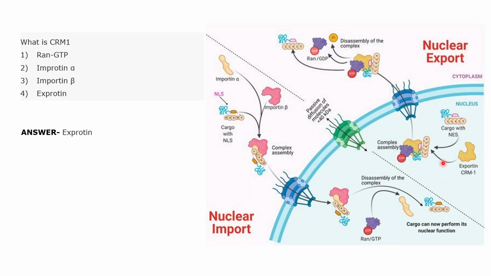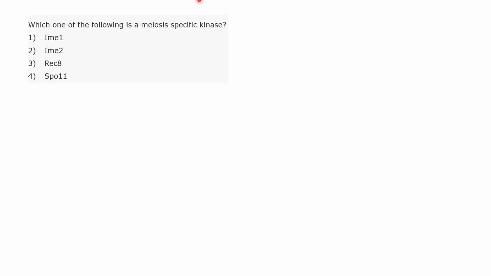Okay, so I hope it is clear. I will just move on to the next question then. Which one of the following is a meiosis specific kinase? IME1, IME2, RUC8 or SPO11? Which might be the answer?